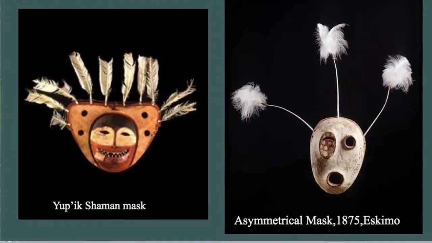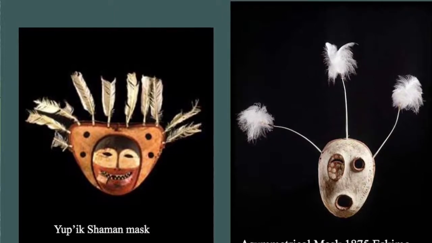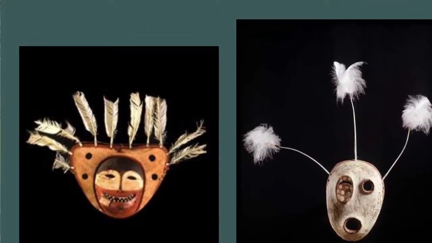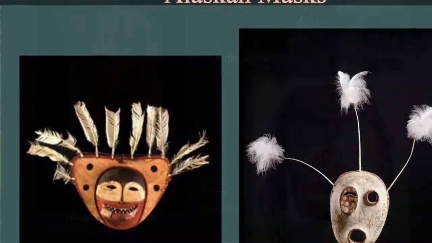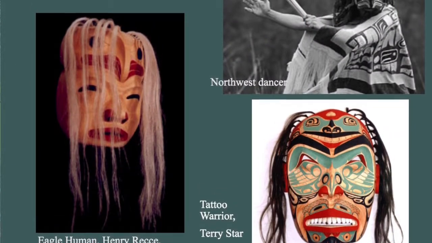We're going to begin by looking at a variety of masks. The first mask that we're going to look at are Alaskan masks. These masks show symmetrical and asymmetrical designs. Also, some masks use real horsehair.